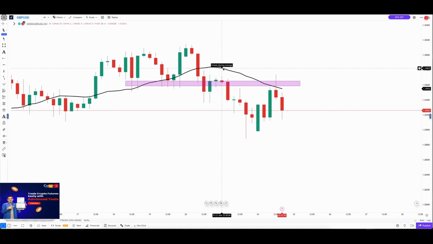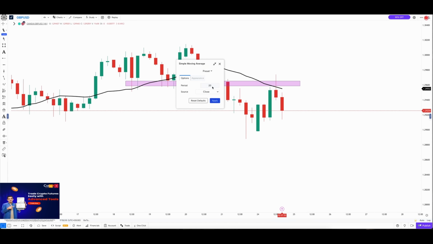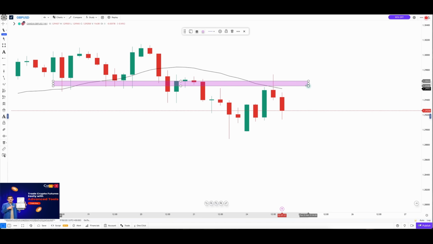And also you can see here there is this simple moving average, which is a 20-period moving average, which I've applied on the chart. It is also above the price, so we are confirming that this is a downtrend. Now we can go ahead and do our markings on the 4-hour chart.